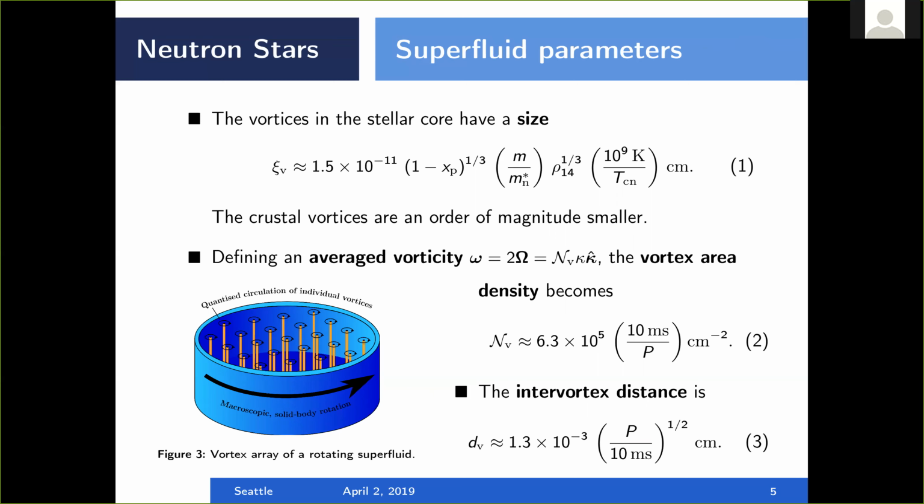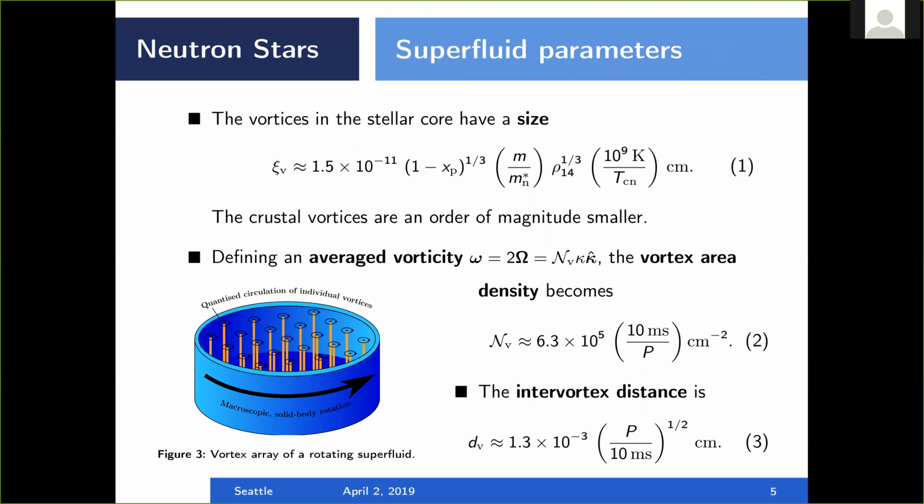It's a function of the total mass density. Every time we have rho_14, that's just in units of 10 to the 14 grams per cubic centimeter. This is the transition temperature in 10 to the 9 Kelvin. And then we have these m over m star parameters, which are just effective masses caused by entrainment in the interior. Okay, so this is the vortex size for the 3P2 system, and in the crust, they're typically going to be an order of magnitude smaller. So the singlet vortices are going to be a little bit smaller than the triplet vortices.